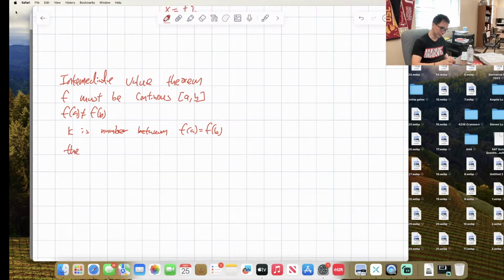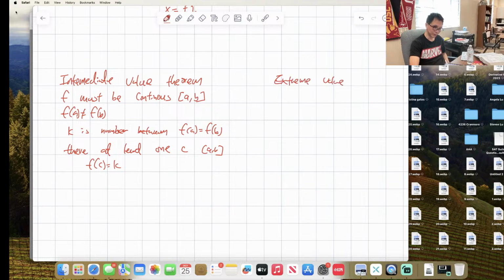So there is at least one c in (a, b) where f(c) is equal to k. So it must go to a point. So this is the intermediate value theorem. Then you say, okay, well, that's one theorem. Extreme value theorem. This is all the theorems you need to know: 1, 2, 3, and this is the result.